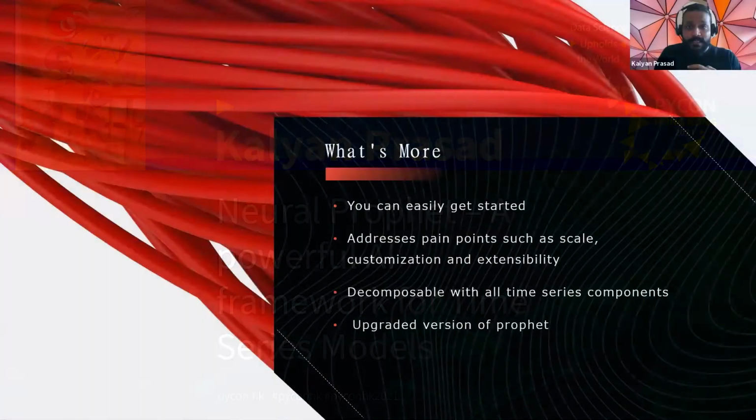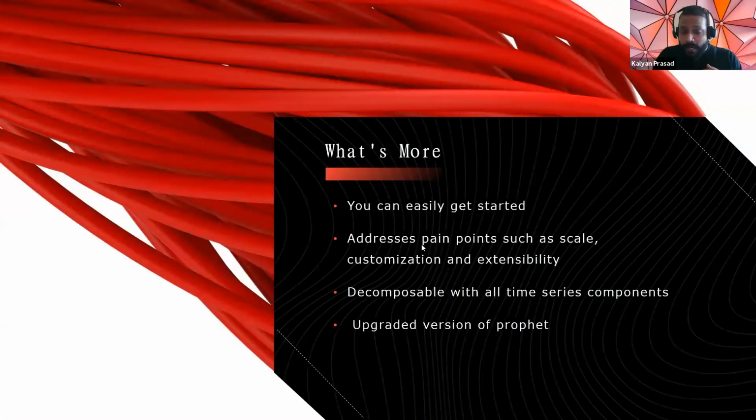to your needs. And the other thing is, of course, you can also modify or edit the code without modifying the existing code base. Just like Prophet, Neural Prophet is also decomposable with all time series components like trend, seasonality, auto-regressor, lagged regressor, future regressor, and recurring events as well. This library is absolutely an updated version of Prophet because it uses deep learning models such as AR-Net for forecasting time series models.